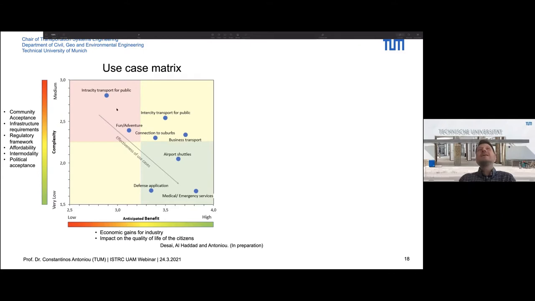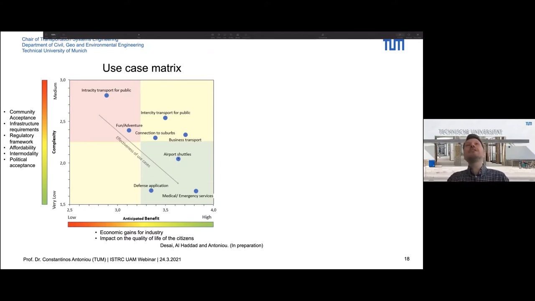And we see here four quadrants. In general, the best case is to have high anticipated benefit with very low complexity. And the best case scenario is medical and emergency services. Okay, good. Here we can work with that. Defense applications, it's getting kind of hot, okay?